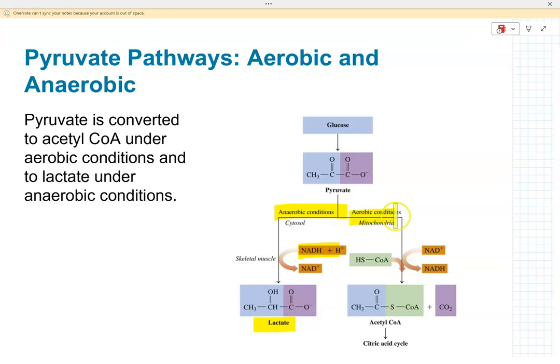If oxygen is present, though, pyruvate will get into mitochondria, where it will be oxidized even more, losing electrons and being converted to acetyl group, which is carried by coenzyme A, so-called acetyl-CoA. Am I making sense?